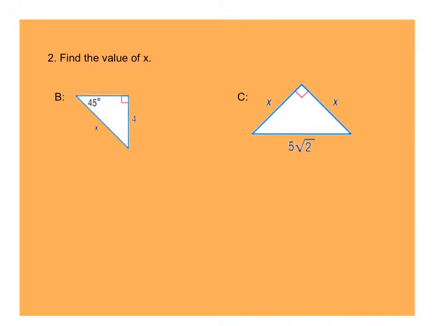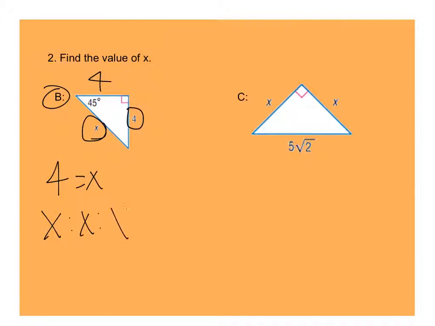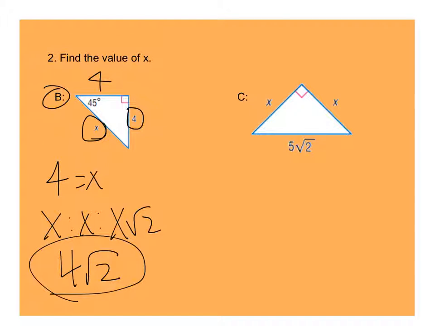All right, so figuring out the value of x. For letter B here, this one's not too bad because I have a side length that is 4, so that's going to be x. That means this other one is 4. Then to figure out my hypotenuse, all I'm going to do is take 4 times square root of 2. That's my answer. For letter C, my hypotenuse is 5 square root of 2.